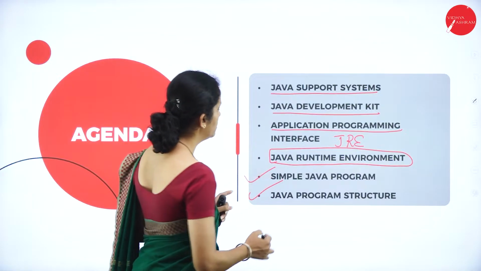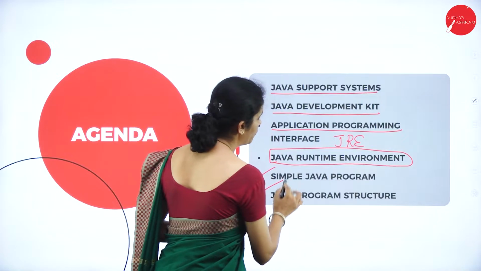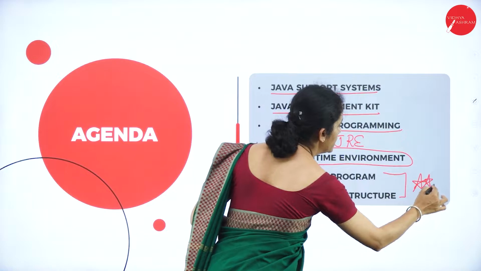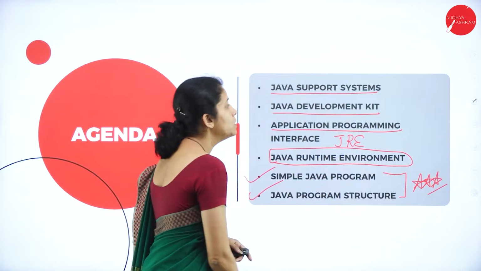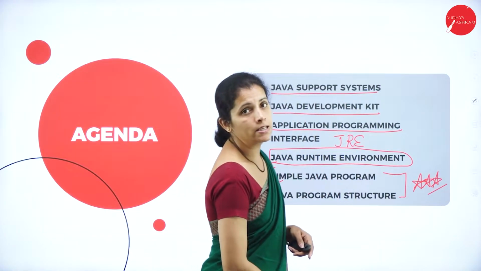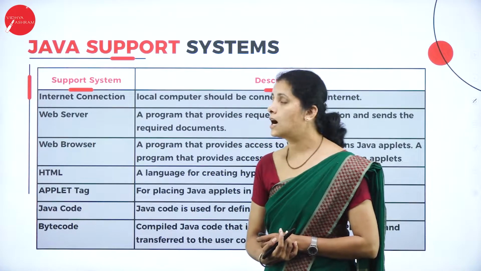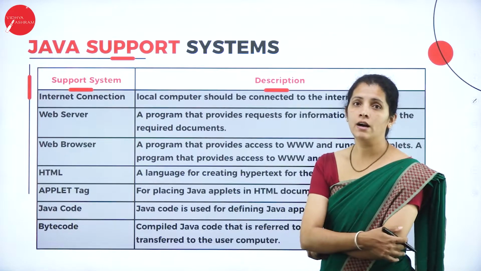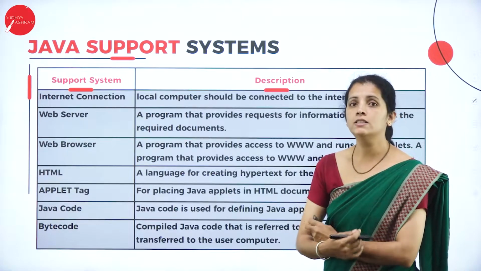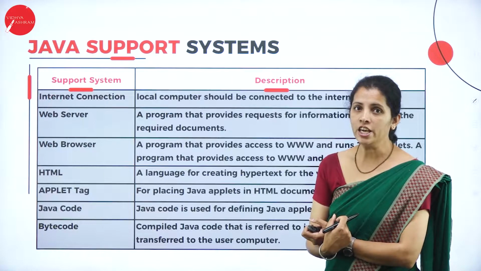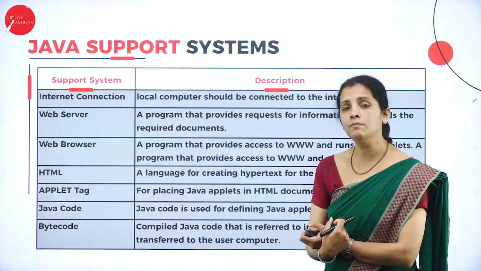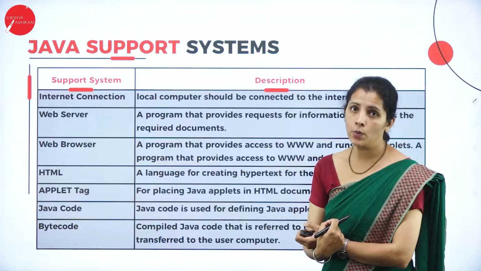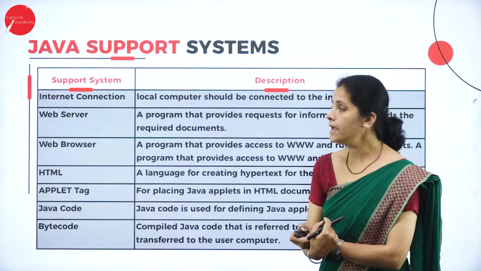So dear student, from the examination point of view, these two topics are very, very important. Now let's see today's topic, that is the Java support system. So why is it called the Java support system? That means to run my Java applications, I require some supporting system. And what are the supporting systems I require? Let's see one by one.